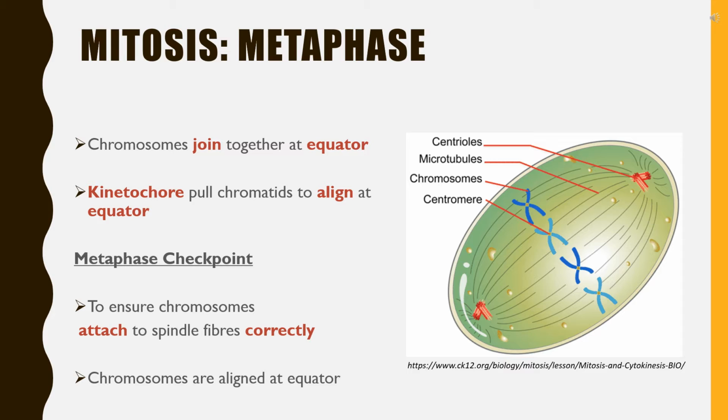After metaphase, there is a metaphase checkpoint. This ensures the cell is ready to divide. The control point checks the chromosomes have attached to the spindle fibers correctly and they align properly at the equator. If the cell passes these checks, it moves on to the next stage of cell division.